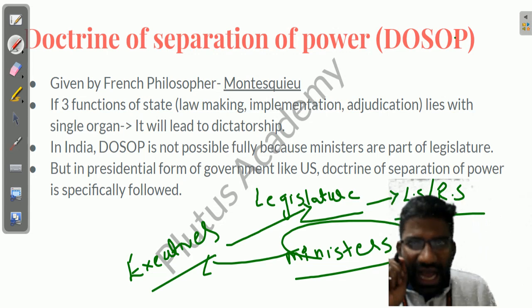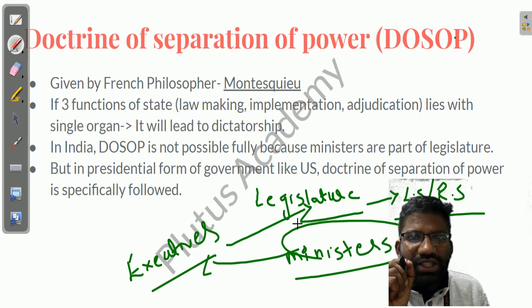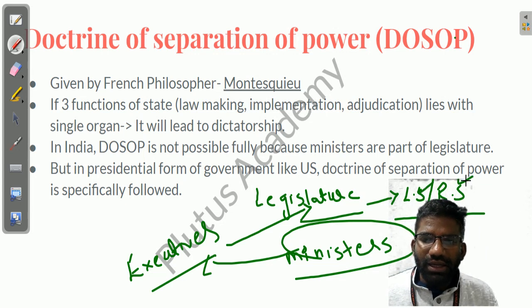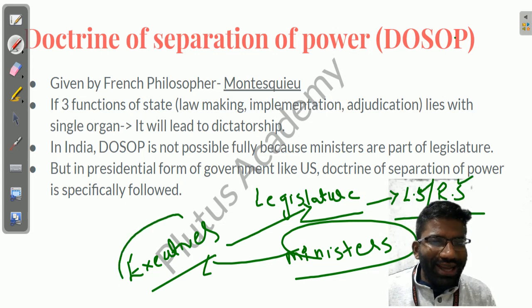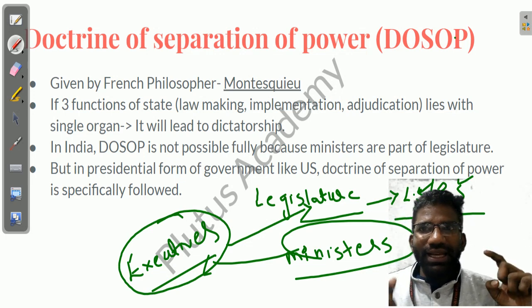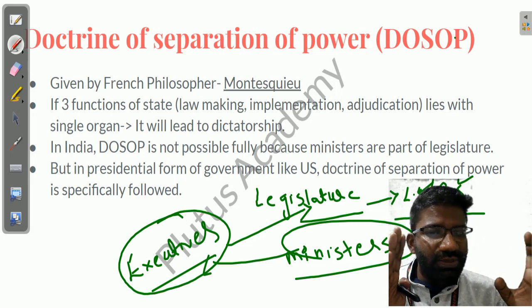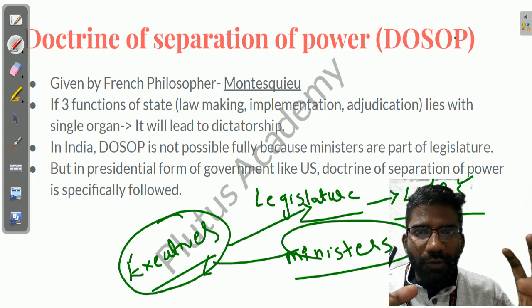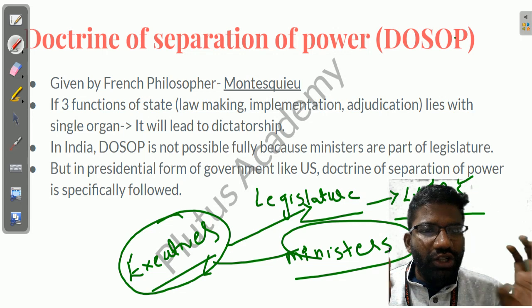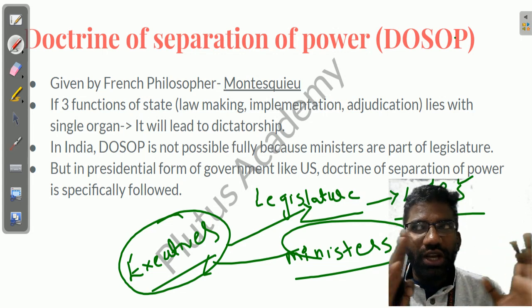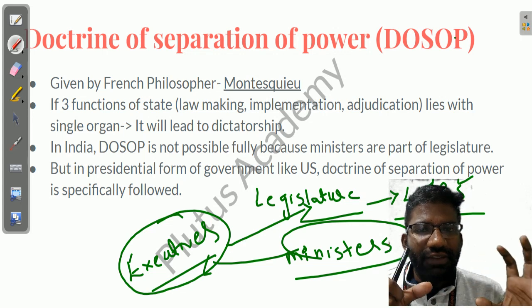That means in our country, most or all of the ministers are either part of Lok Sabha or Rajya Sabha. These ministers play a vital role in the lawmaking process too. So in case of India, the divergence between the powers of the executive and legislature cannot be clearly defined.